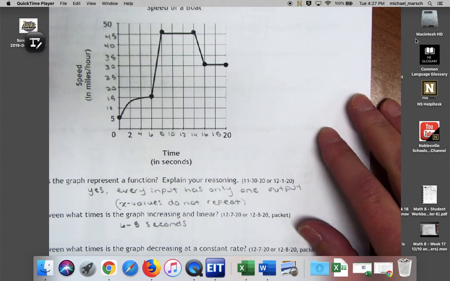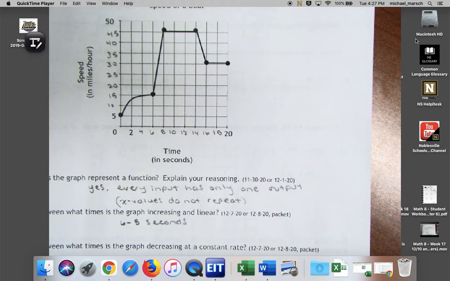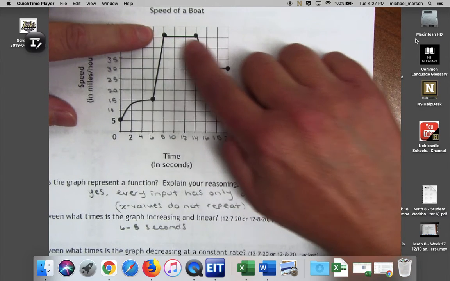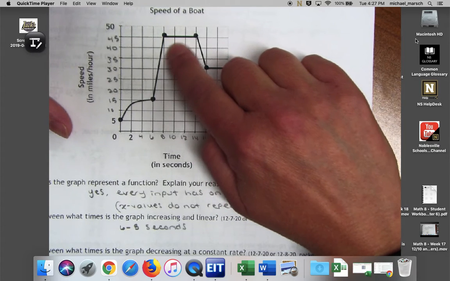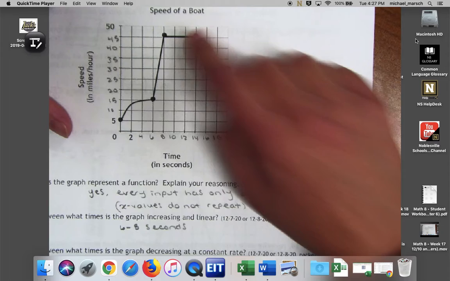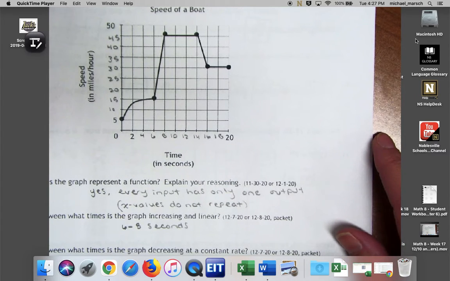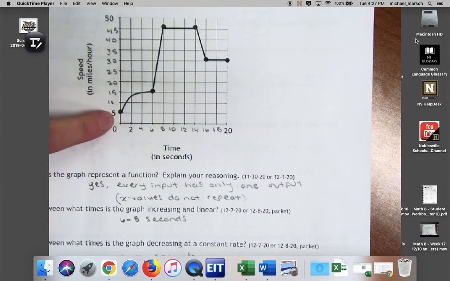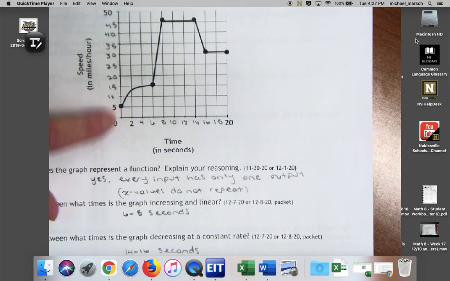I don't know. Okay. And then according to the graph, what are the maximum and minimum values? So our maximum could be any of these right here, 8:45, 10:45, 12, any of those seconds when the speed is at 45 miles per hour. Our minimum would be down here where it is at 0, right? It's starting out at 5 miles per hour.